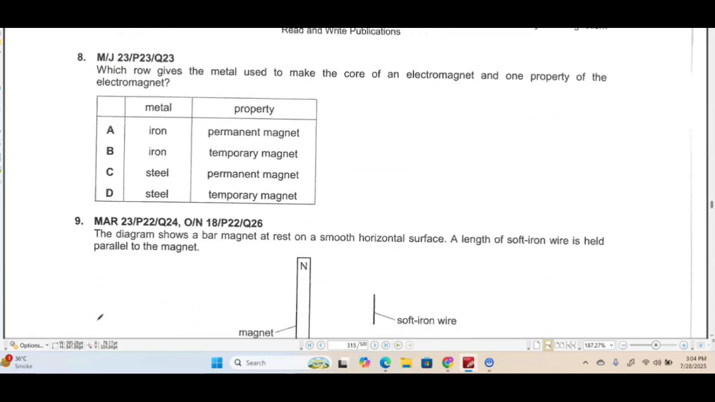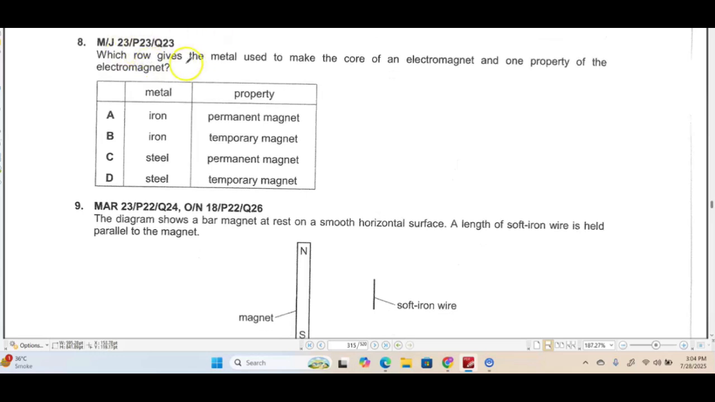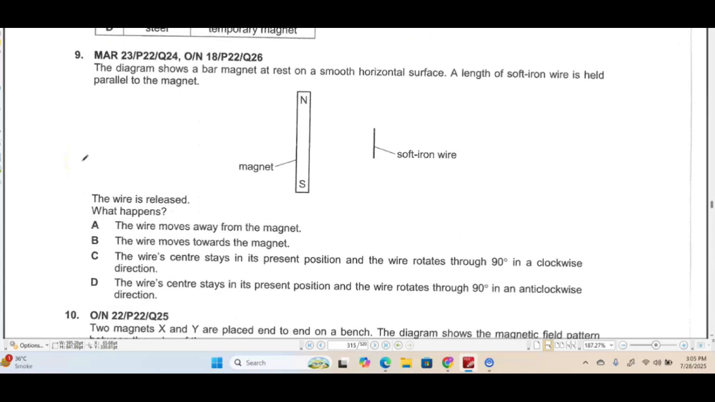Question number 8. Which row gives the metal used to make the core of an electromagnet and one property of the electromagnet? Okay, the core of the electromagnet is always made from iron. And its property that it is used for an electromagnet is that it's a temporary magnet. Okay, so B is going to be our correct option.